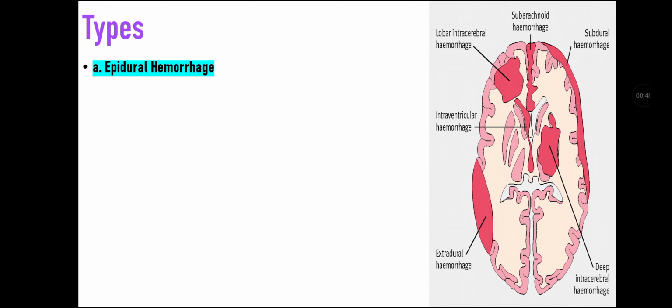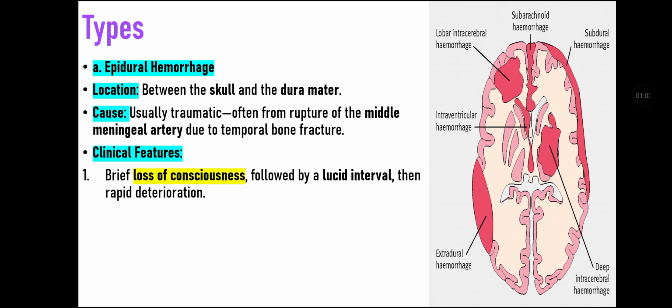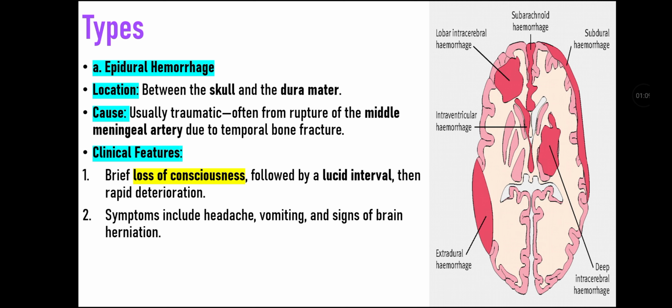First, we will talk about epidural hemorrhage, which you can see here in the diagram. Location: between the skull and dura mater. Cause is usually traumatic, often from rupture of the middle meningeal artery due to temporal bone fracture. Clinical features: brief loss of consciousness may be there, followed by a lucid interval, then rapid deterioration.